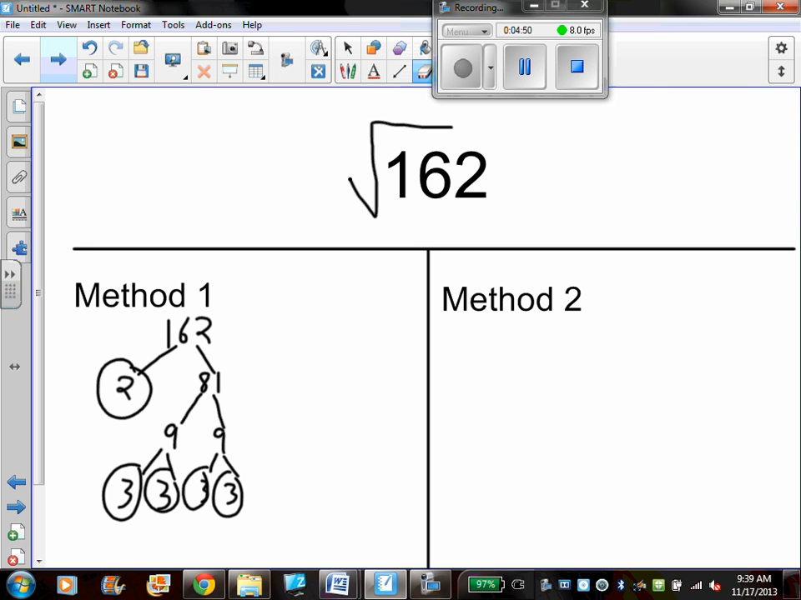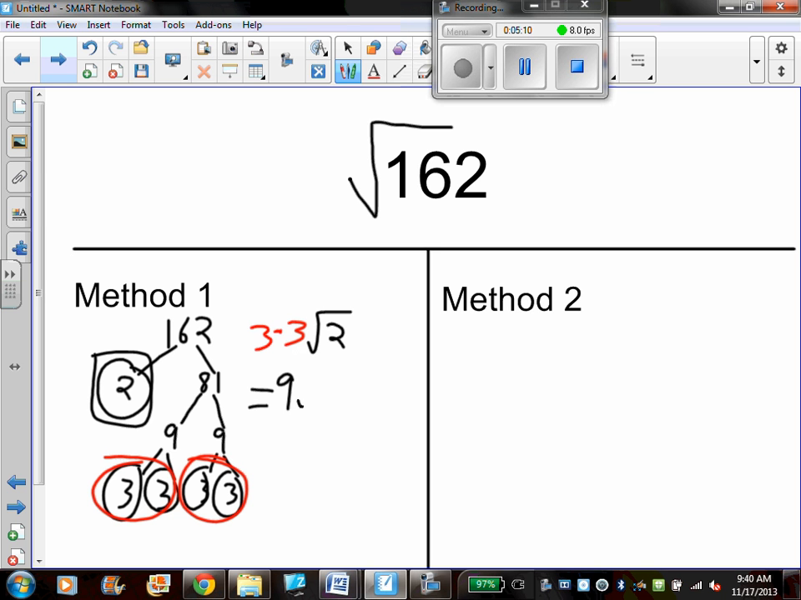So, remember, then you look for numbers that are in pairs. There's a pair of 3's, there's a pair of 3's. So we have two 3's on the outside now. They're going to multiply with each other. And that leaves us with this 2 that's prime by itself left underneath. So this is going to end up being 9 root 2.